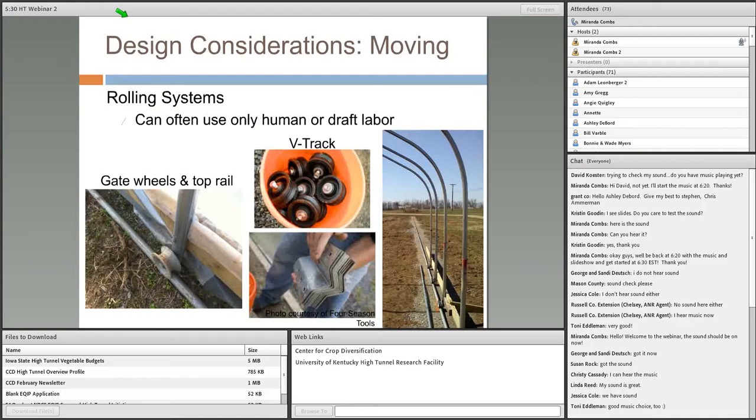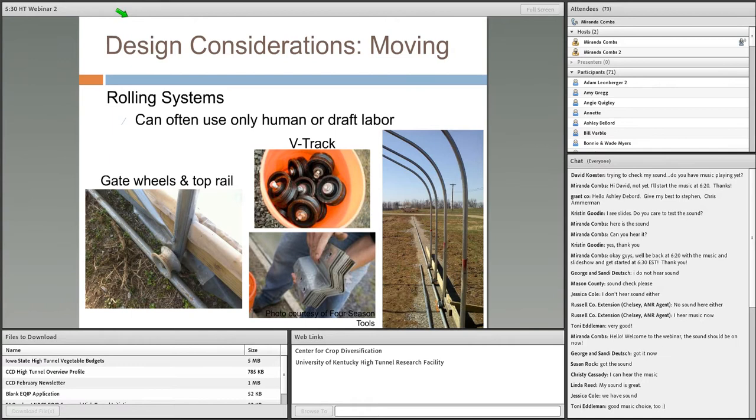So these are rolling type systems. These would be able to be moved with human power. Our 30 by 72 tunnel has 5-inch gate wheels that ride on the top rail that runs the length of the three plots that we move the movable tunnel through. And we can move those with 6 people without any kind of mechanical power. I know some folks will also use draft animals. There are different ways to make these wheeled systems work.